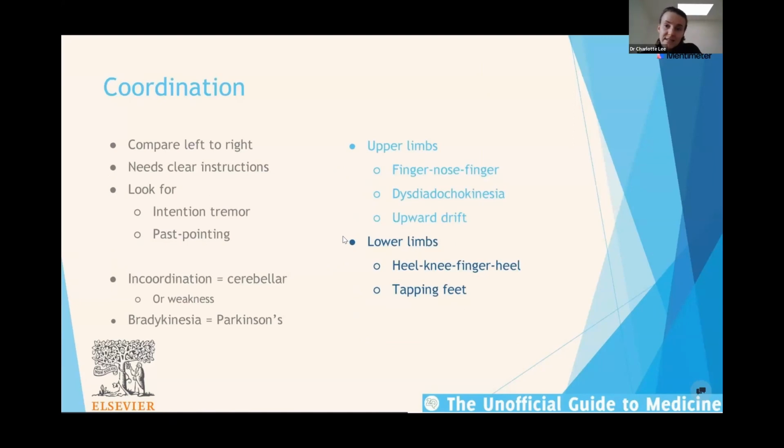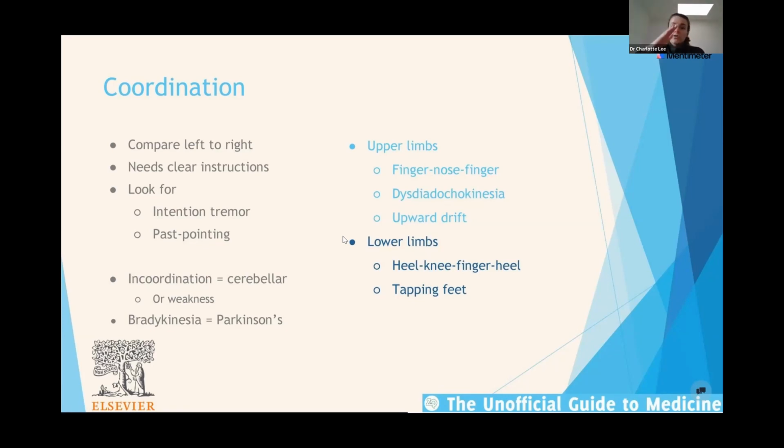So coordination next, and this is one where the instructions are quite important. So having a go at getting your wording right can be useful. So again, comparing left to right. For your upper limbs, you're going to do the finger to nose test. So get the patient to put the finger on their nose and then reach and touch your finger. It needs to be at their full arm length away. You don't want them to be going like this. You want them to be reaching for the full length. You'll be looking for things like intention tremor, so that's when they get close to their final target, then they'll start to shake, or past pointing, and they miss this.